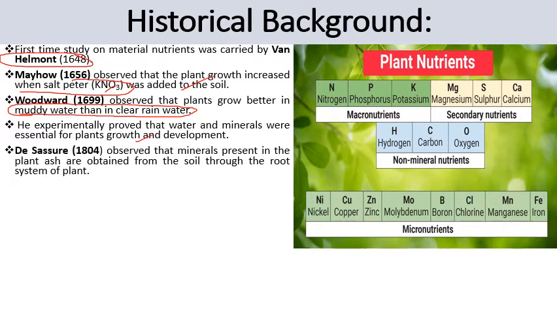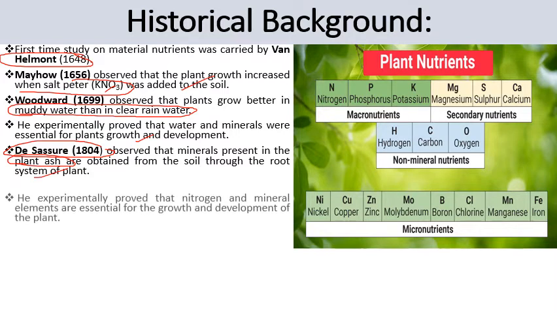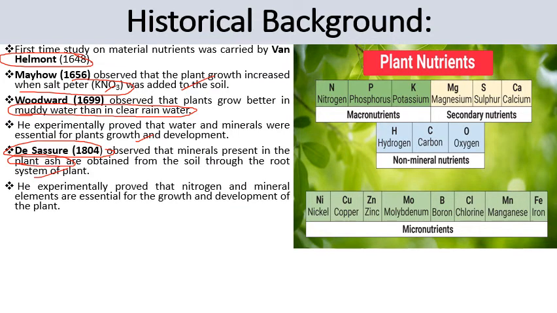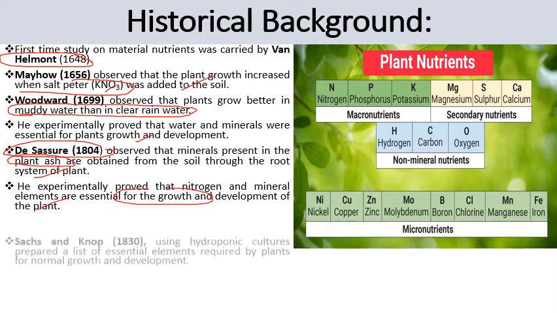Next was de Saussure in 1804. He observed that minerals present in plant ash, which is formed after the burning of plant parts, are obtained from the soil through the root system of the plant. He experimentally proved that nitrogen and mineral elements are essential for growth and development of the plant.